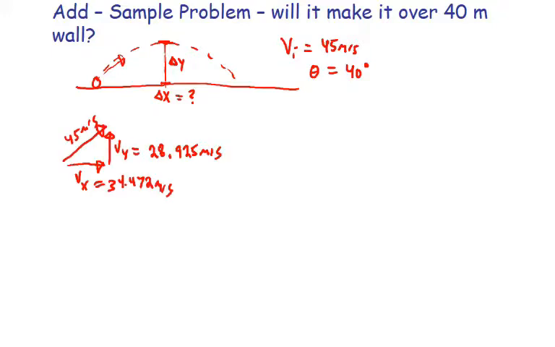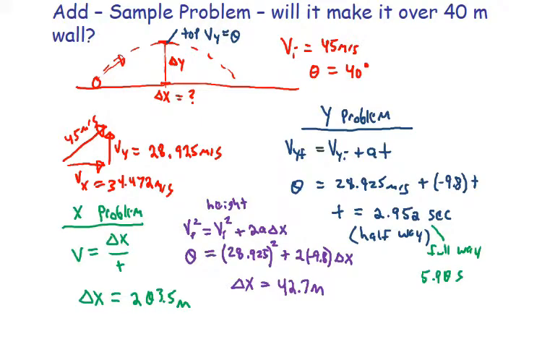Okay, so we get our x velocity 34.5 and then y velocity 28.9. And in this case, when we look at the time, we can get the time halfway, which would be 2.952 seconds. That's the time halfway.